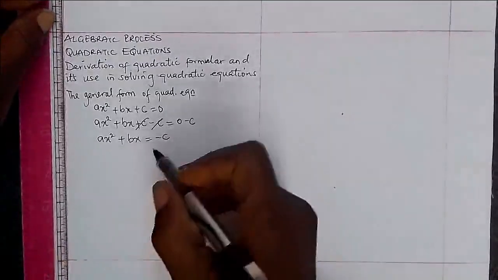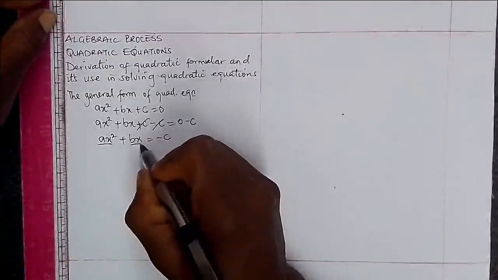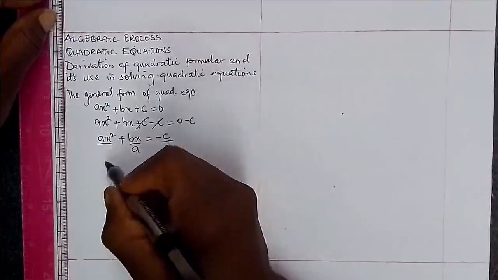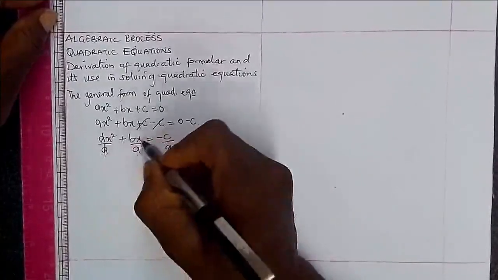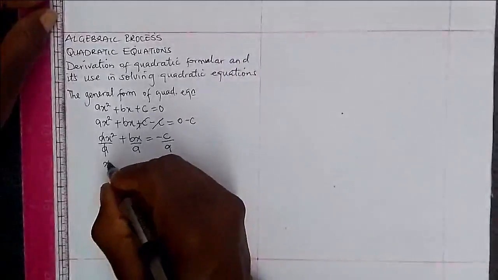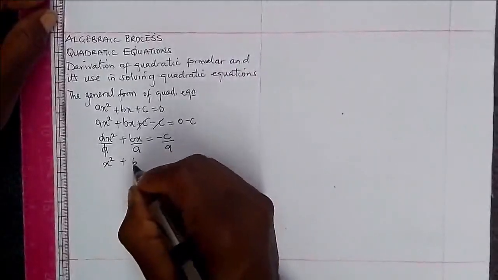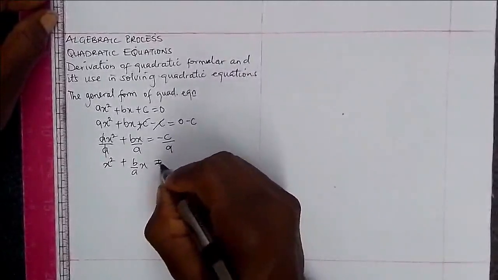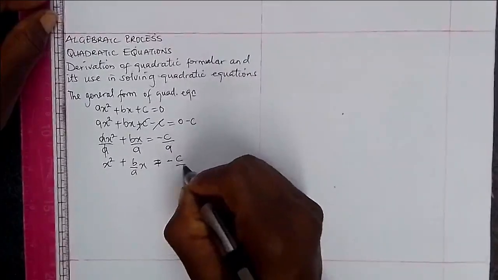After subtracting c from both sides, we divide through by the coefficient of x squared. The coefficient of x squared is a. Okay, so now we have x squared plus b over a x equal to minus c over a.